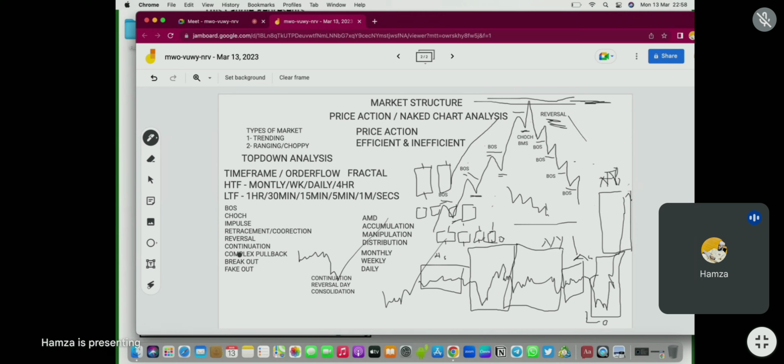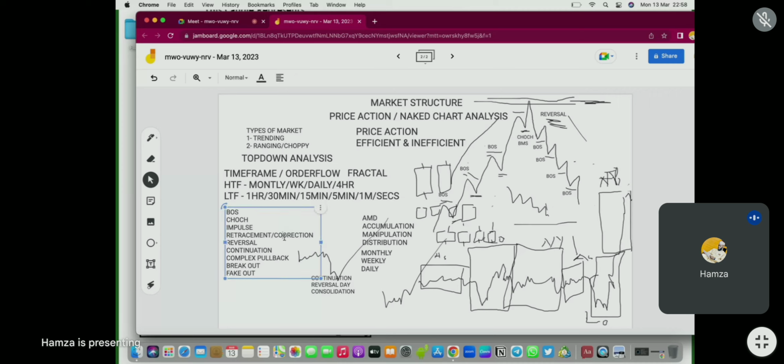I did speak to you about correction, retracement. Look at the way I spelled correction. None of you corrected me. Correction isn't spelled correct. I think this is the correct spelling.